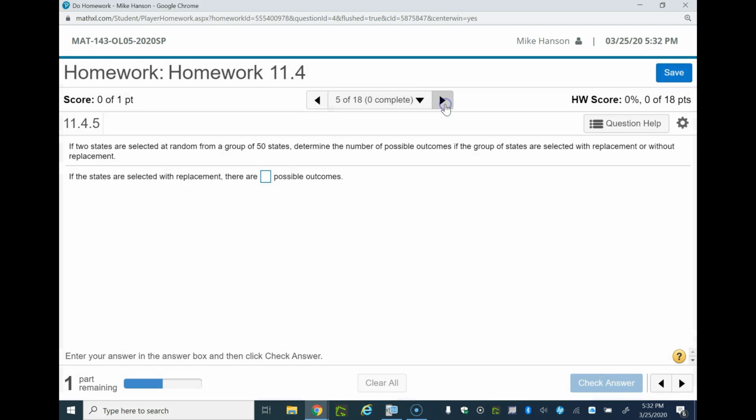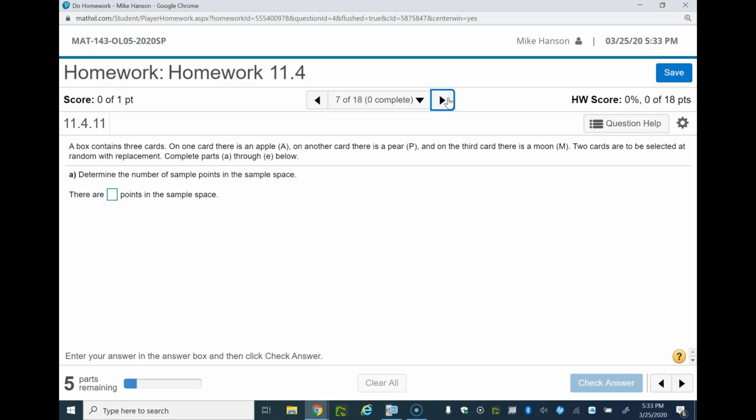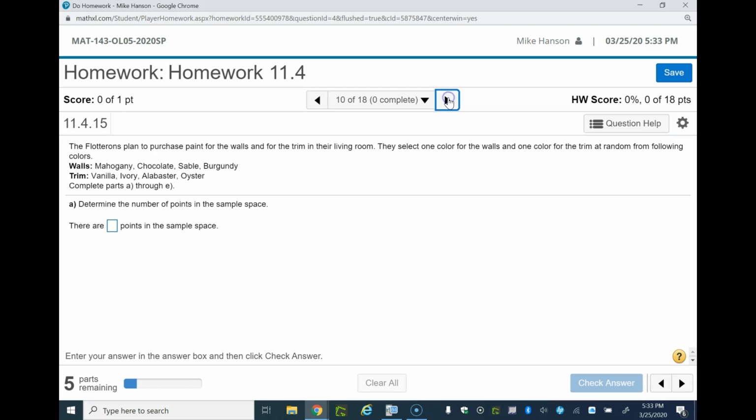Let's move to number 6. Now these problems can be very lengthy, as you can see how many things you have to do with the problem, but I'm just going to walk you through. This one doesn't have ones. Let's go to number 12.